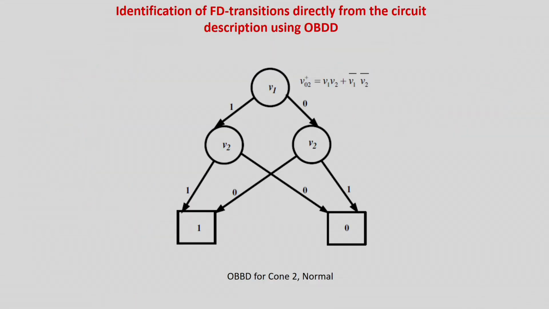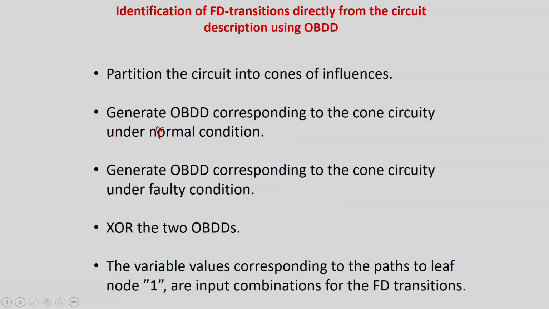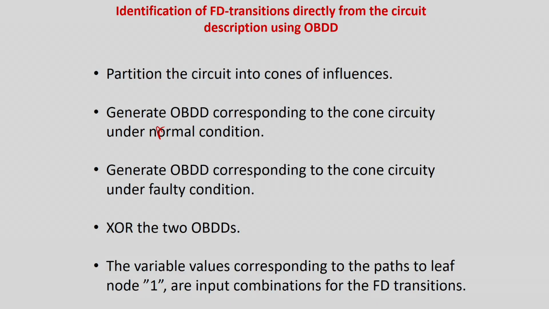Example I will take. Partition the circuit into cones, generate the OBDD corresponding to the cone under normal condition, generate the OBDD of the cone under faulty condition, and XOR the two OBDDs. The values of variables corresponding to the paths to leaf node 1 are the input combinations for every transition. That means those input combinations basically differentiate the normal and the faulty condition. Very similar to symbolic model checking, which Professor Deka has taught in detail.